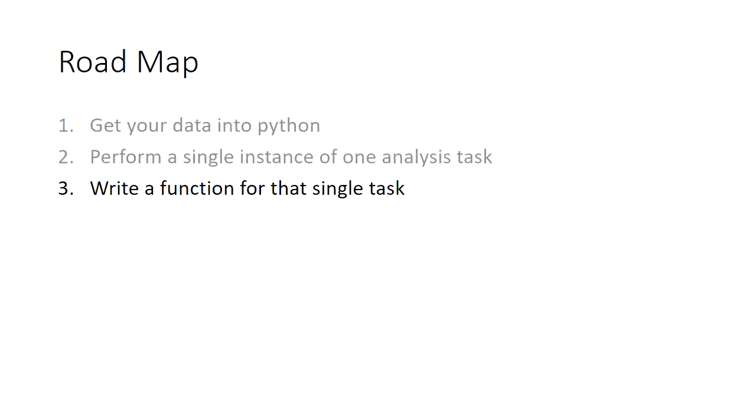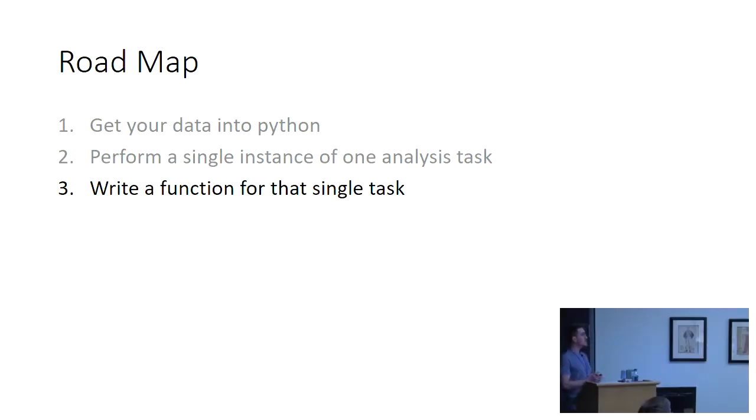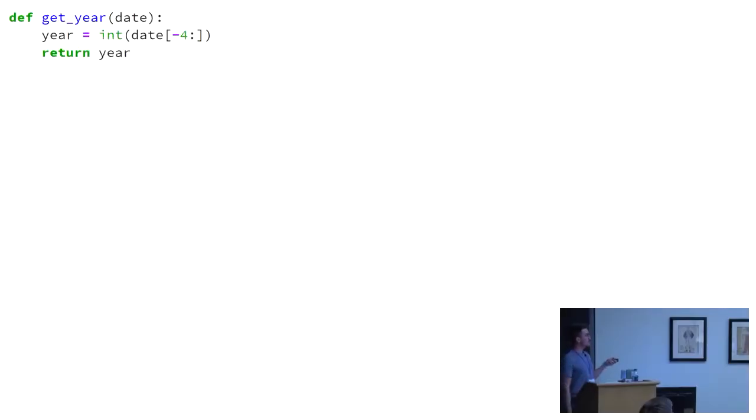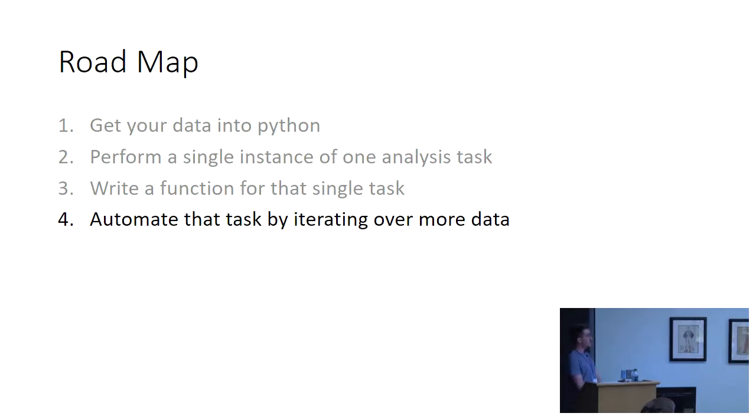So now, third step on our roadmap, write a function for that single task. This is a rudimentary example. I think that this is hopefully something that everyone can follow. You might say it doesn't necessarily need an example, but I think it's good to say that you should write a function, for example, and see why. So here we're going to define a function that is getYear. You'll do exactly what we did before: extract the last 4 characters, typecast it into an int, and return it. So that was easy.